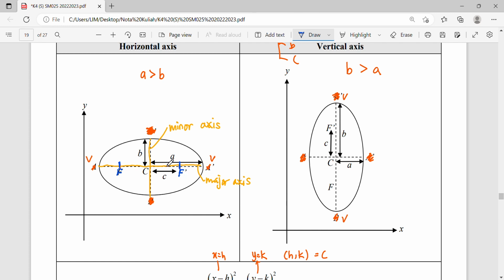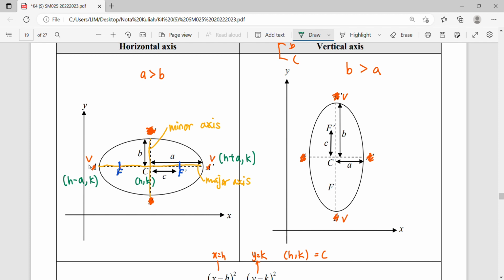Then we look on here. So since our center is HK, when you want to find the vertex kiri kanan, means our x coordinate is going to add up or minus, tambah ataupun tolak. So kalau anjak ke kanan, dia akan tambah, h tambah a. So sini jarak a. So kalau nak vertex ini, h tolak a. So that will be our vertex. From center we can get vertex.